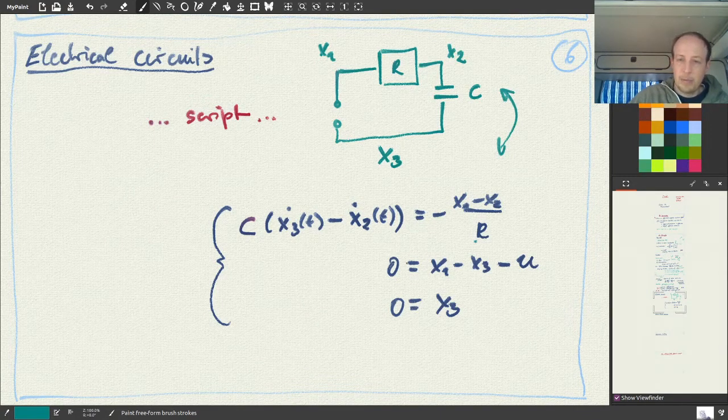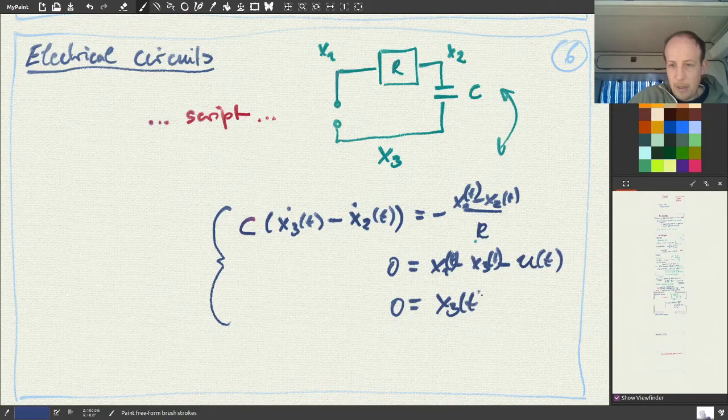This DAE is interesting, and we will make use of it because it's a linear DAE. I should not be that lazy and omit the t all the time. This can also depend on t. This can depend on t. And again, these are obviously algebraic equations here.